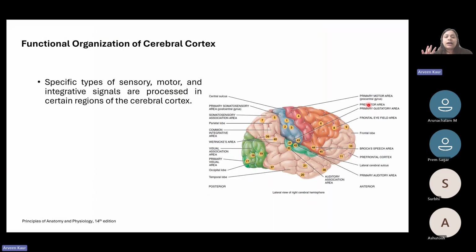Now let us move to understanding the functional organization of the cerebral cortex per se. Right. So we'll dive into that.